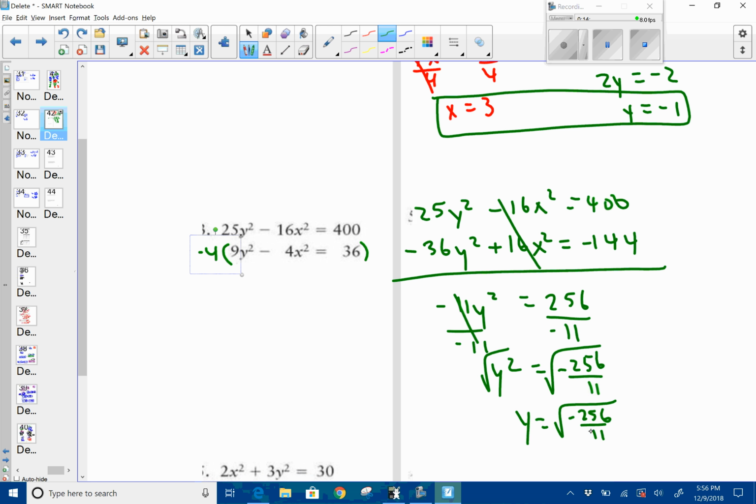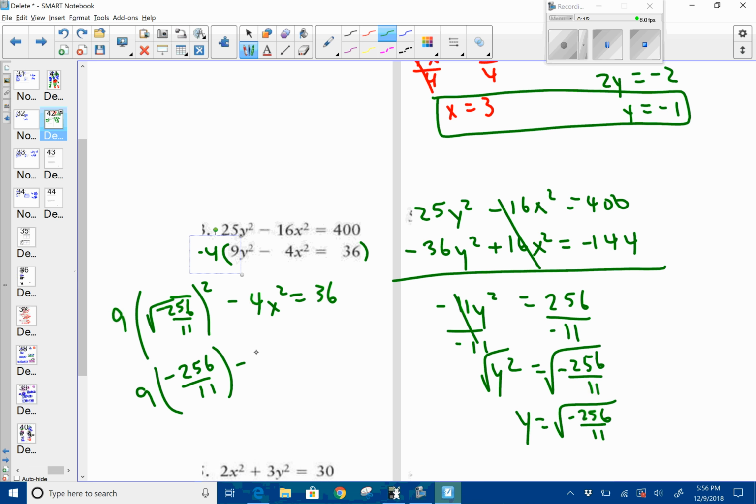And then I'm going to take this and plug it back into the original. So I have 9 times my new y, the square root of -256 over 11, squared, minus 4x squared is equal to 36. When I have a square root and a square, they just cancel each other out. So I'm left with negative 256 over 11 times 9 minus 4x squared equals 36. I don't like this problem at all.